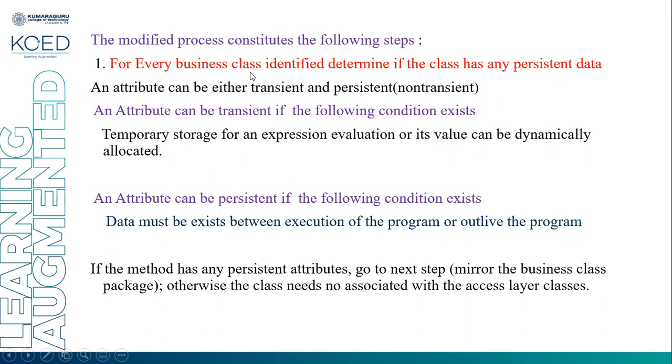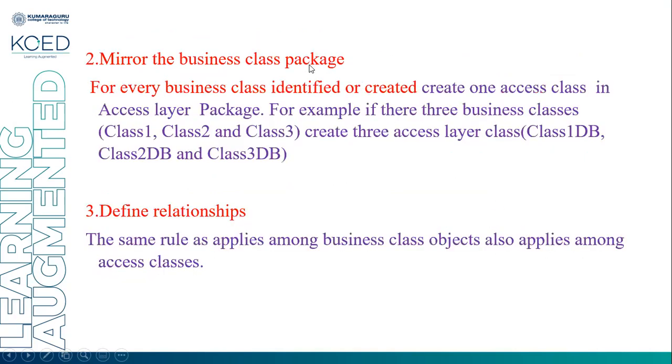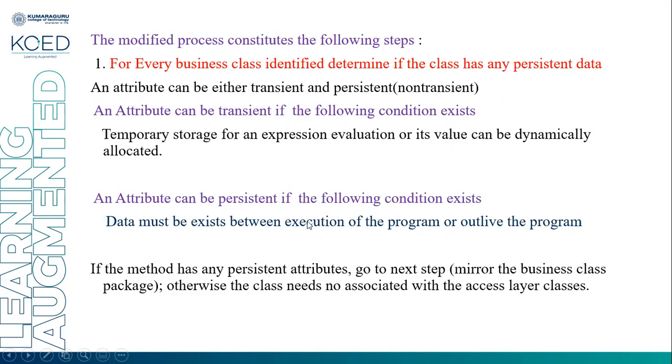For every business class identified, here are the modified and enhanced steps. Determine whether the class has persistent data. An attribute, such as the temporary value of an evaluated expression, is non-persistent. If an attribute is persistent, it is stored in the database, or the data must exist beyond the execution of the program. Then we can say it is a persistent attribute. If it is a persistent attribute, we can go to the next step. Otherwise, there is no need to create associated access layer classes. Only when we have a persistent attribute do we go to the next step.